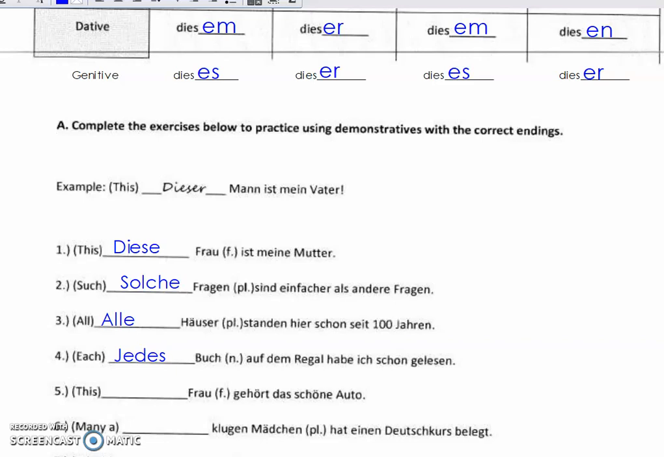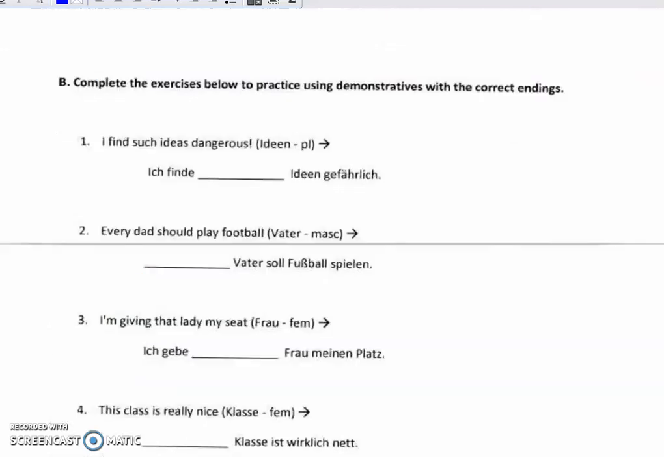Number 5. We have the pretty car, the nice car, belongs to this woman. What would that be in German? Don't forget that gehören is a dative verb, so that would make the woman dative in this instance. So that would be dieser Frau gehört das schöne Auto. All right, let's try some other examples on the next page here.